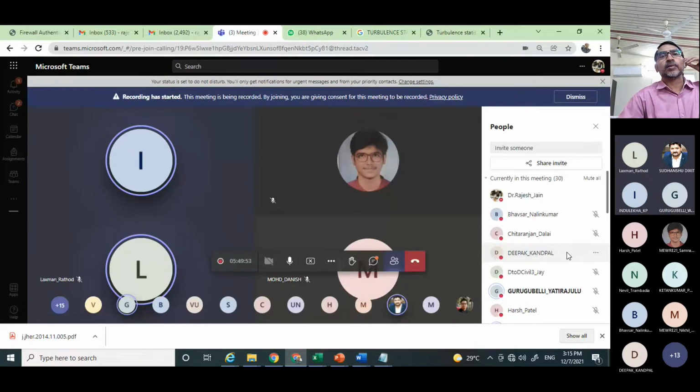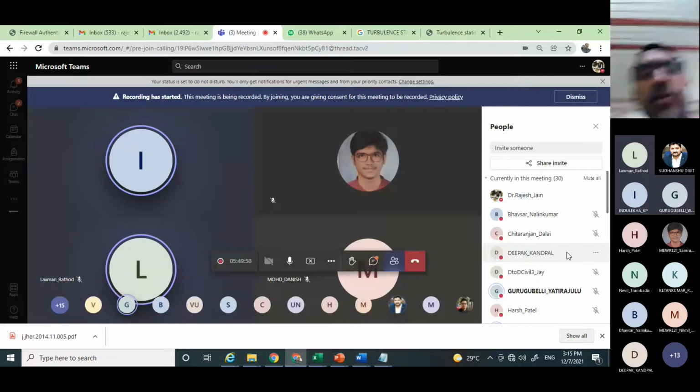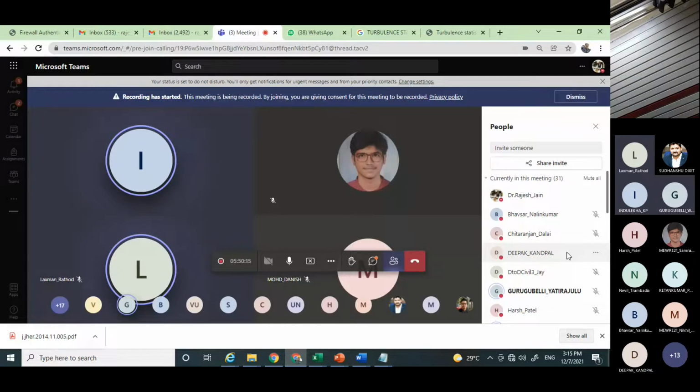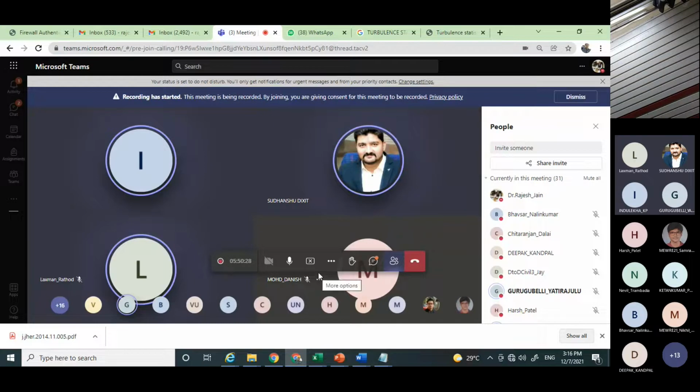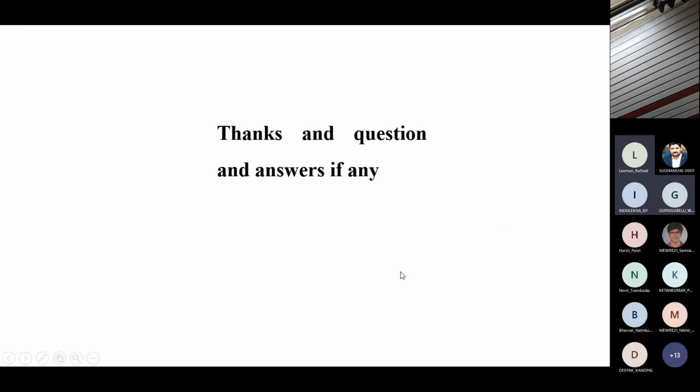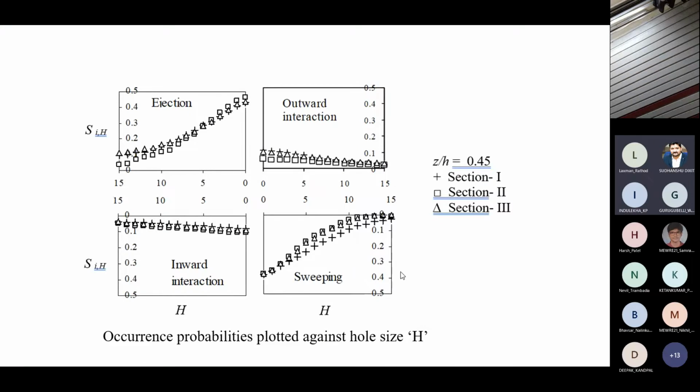Sir, can you explain more about hole size? In the last slide before the conclusion, where you showed the probability plots, I didn't understand what the x-axis is. The x-axis 0 to 15, what does it mean?